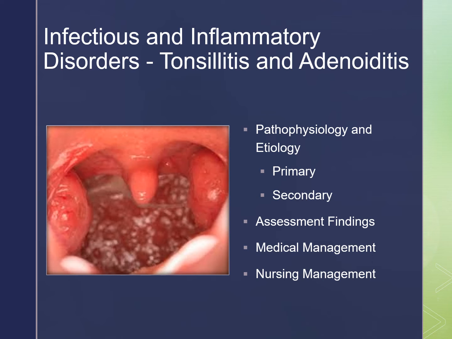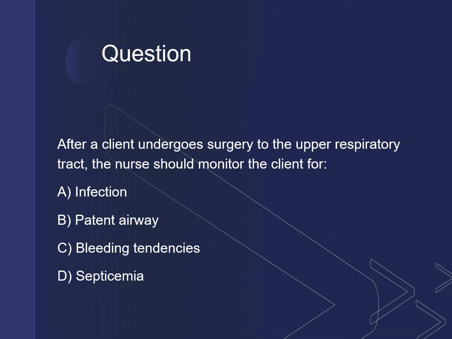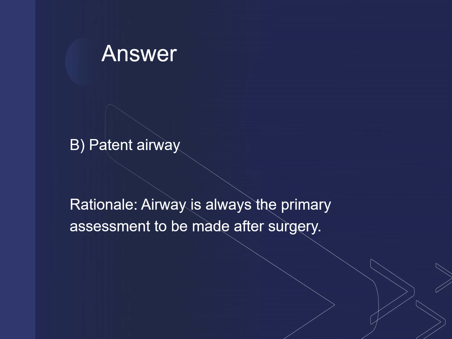Postoperative care includes an ice collar, and ice is going to relieve that pain and help with edema. We need to monitor vital signs, do those warm saline gargles, ice chips, cold fluids, monitor for bleeding, and remember, frequent swallowing can be a sign of bleeding down the back of the throat. So, question. After a client undergoes surgery to the upper respiratory tract, the nurse should monitor the client for... most important thing is that patent airway.